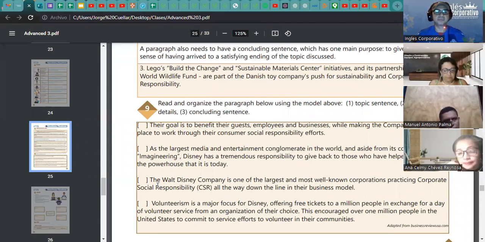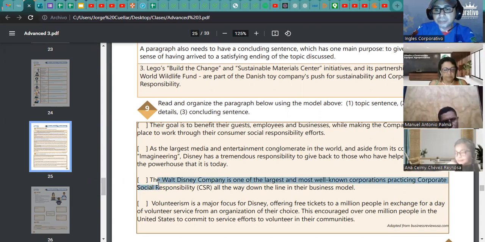Okay, good, good. This is the number one, the main topic. Yeah, the main topic is the Walt Disney Company. The last one is the number one. Their goal is to benefit. Yeah, their goal is to benefit their guests. Okay, that will be the closing.